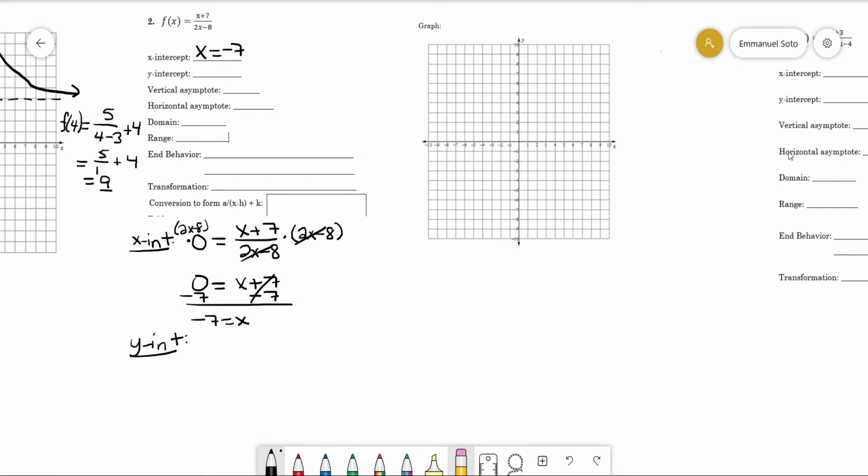So remember, the y-intercept is when x is equal to 0. So we have y equals 0 plus 7 over 2 times 0 minus 8. 0 plus 7 is 7. 2 times 0 is 0, so we have 0 minus 8. Alright, so then it looks like we have 7 over negative 8, and that's the same thing as negative 7 over 8. So here it doesn't matter if the negative is in the bottom or the top or on the outside. It's still the same fraction. It's still negative. So that's our y-intercept.